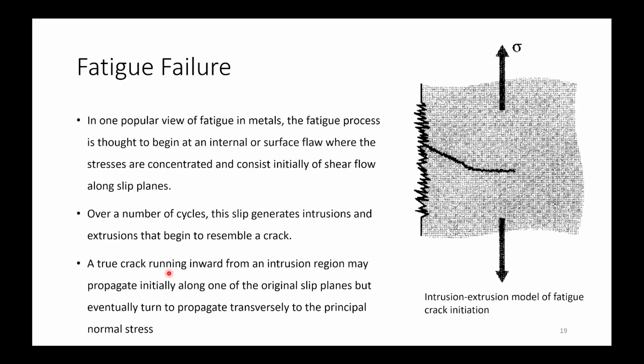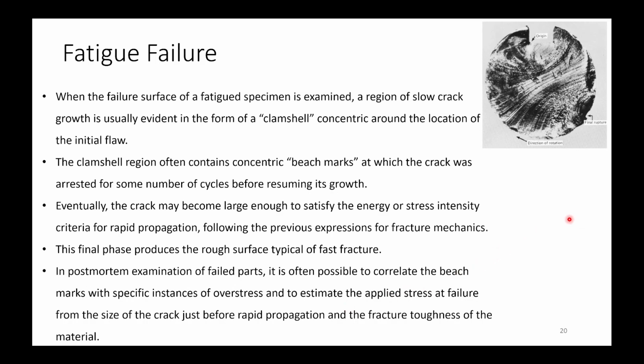Now, a true crack running inward from an intrusion region may propagate initially along one of the original slip planes, and then it eventually turns to propagate transversely to the principal normal stress. Now, when the failure surface of a fatigue specimen is examined, a region of slow crack growth is usually evident in the form of a clamshell, as seen here. So, it is concentric around the location of initiation of the crack.